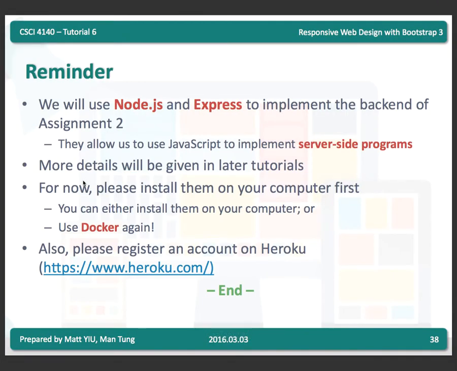Okay, so last thing, a reminder. In this assignment, we will use Node.js and Express to implement the backend of assignment 2. So no more CGI, no more Python. We'll use Node.js and Express. By using this framework, we can use JavaScript in both the front-end and back-end. More details will be given in later tutorials. For now, you can install Node.js on your computer first.